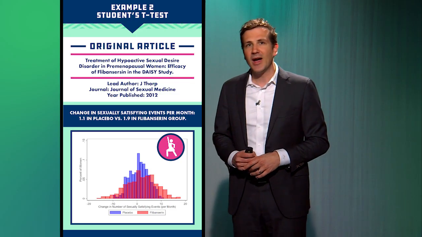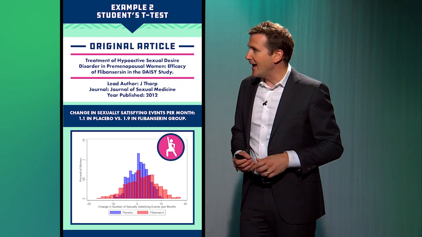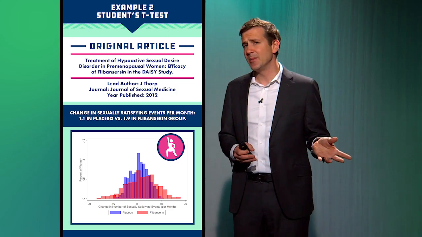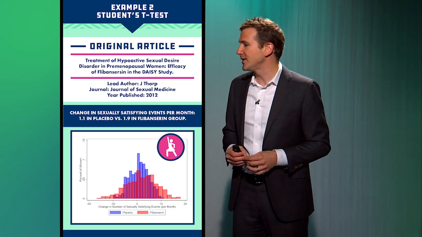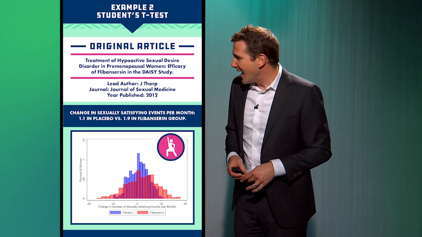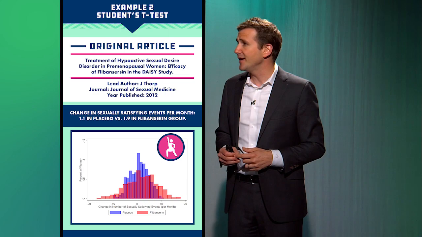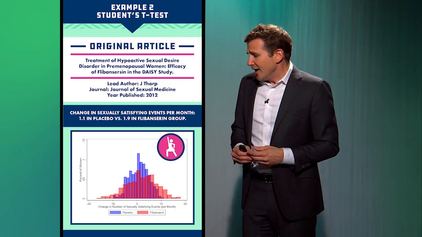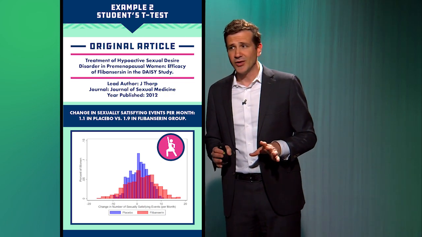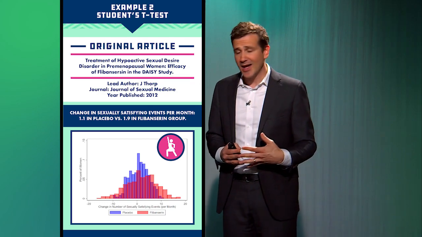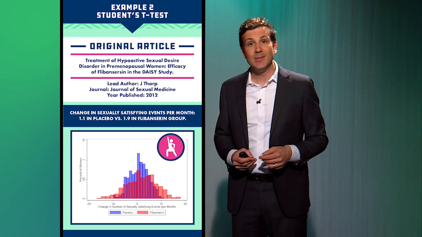All right, let's talk about a continuous variable across groups. So this was an article looking at a drug called flibanserin, or it's being marketed as Addy, for hypoactive sexual desire disorder in women. So this is sort of a libido-enhancing drug. And the metric that they looked at in the two groups, so one group of women got placebo and one group got this drug, was the change in the number of sexually satisfying events per month. They had women report how many sexually satisfying events they had over the course of a month. And what you see here is that that number increased in the placebo group by 1.1.